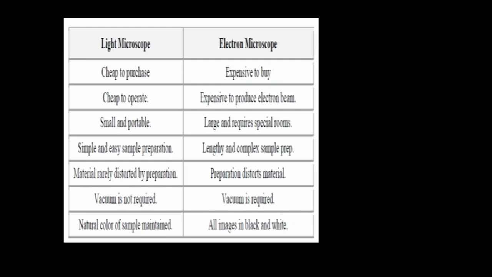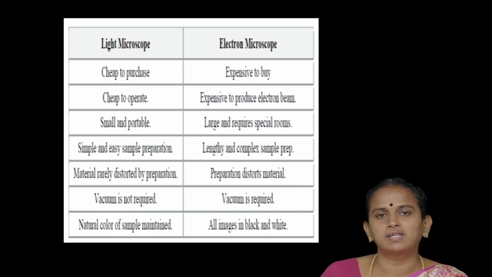Next, we see the electron microscope. It's very expensive, and it's expensive to produce the electron beam. It's large and requires special rooms, with lengthy and complex sample preparation, and the preparation distorts the material. Vacuum is also required, and all the images are in black and white. So this is the major difference between the light microscope and the electron microscope. This is the reason we follow the electron microscope for sample preparation and sample analysis techniques.